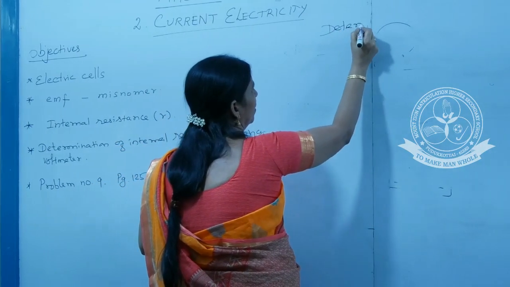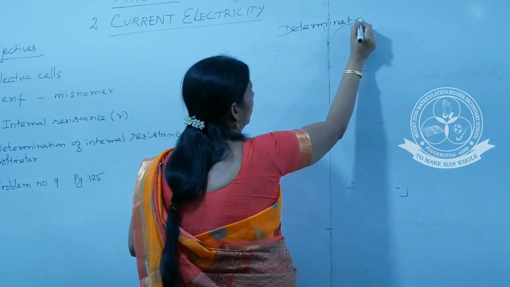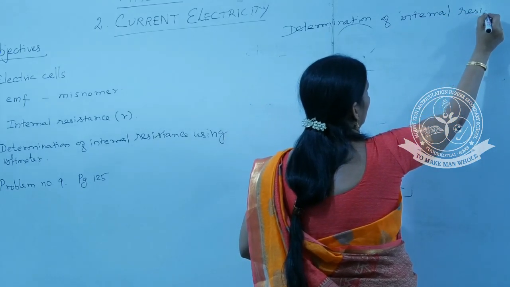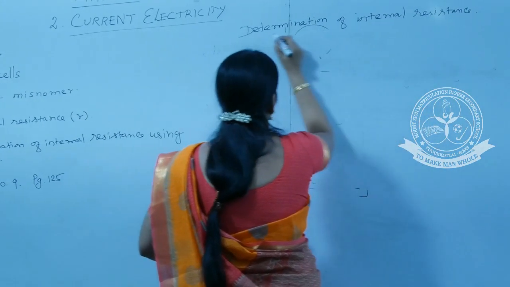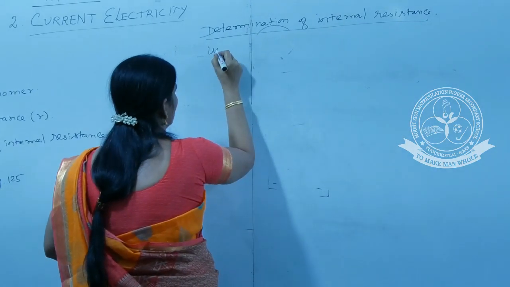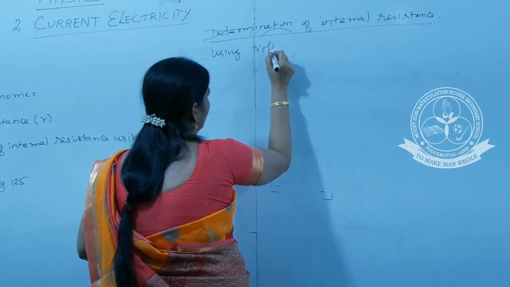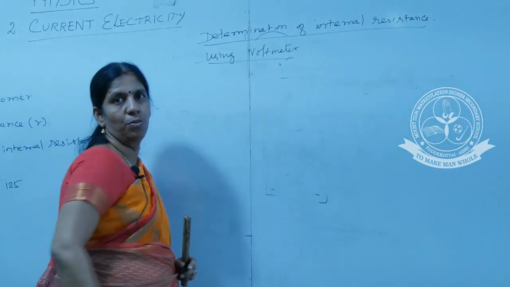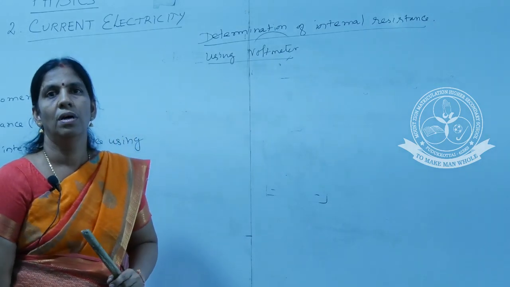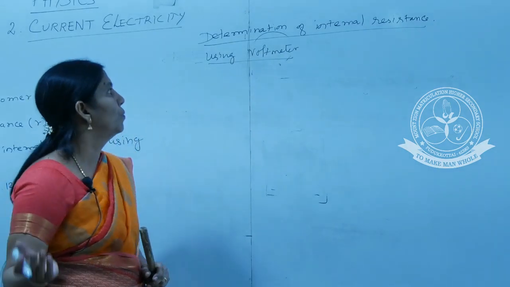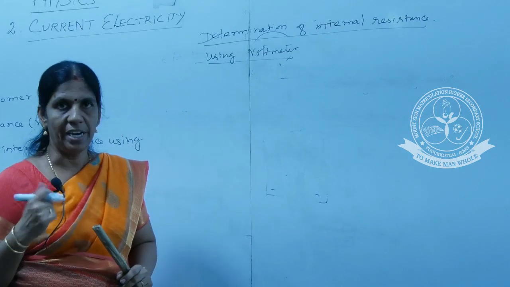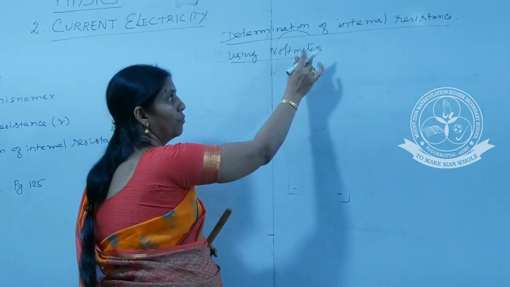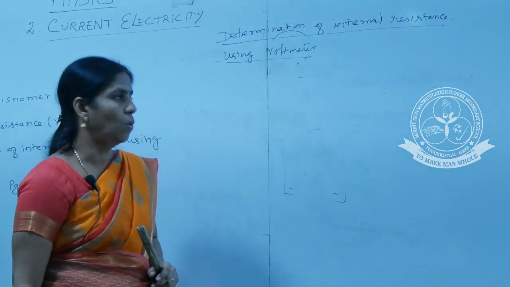Determination of internal resistance using voltmeter. Here I stress the word using voltmeter. Here in your textbook, it is also a topic to explain finding out internal resistance using potentiometer. So, students, be careful, this is determination of internal resistance using voltmeter.